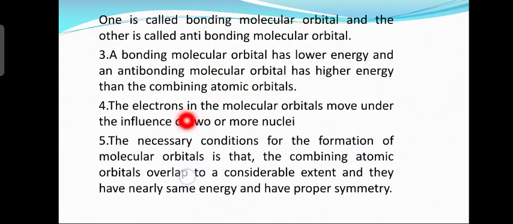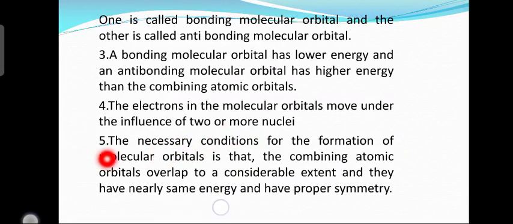Fourth postulate: the electrons in the molecular orbitals move under the influence of two or more nuclei. Why? What is the reason? Because molecular orbitals are formed by the combination of atomic orbitals, right? A minimum of two atomic orbitals is required, therefore electrons in the molecular orbitals move under the influence of two or more nuclei, or in other words, the total number of atomic orbitals with which it combines. Correct.